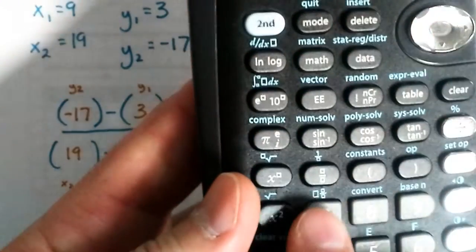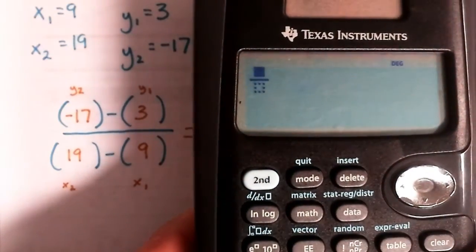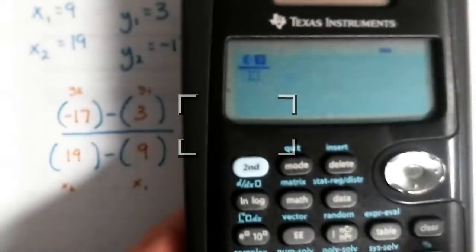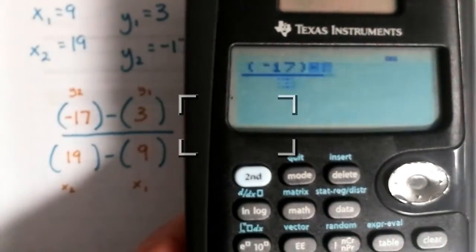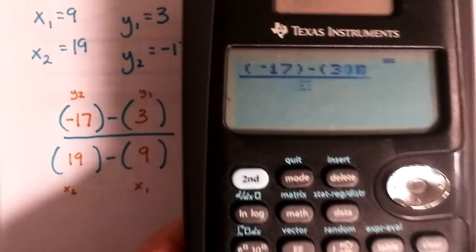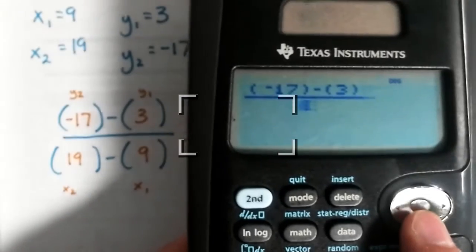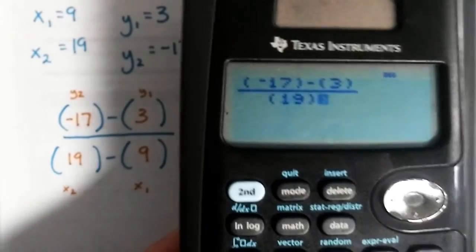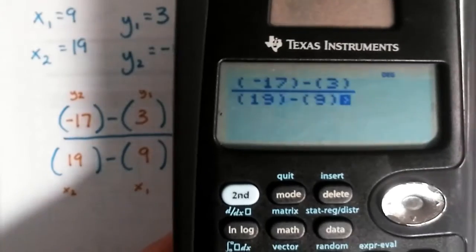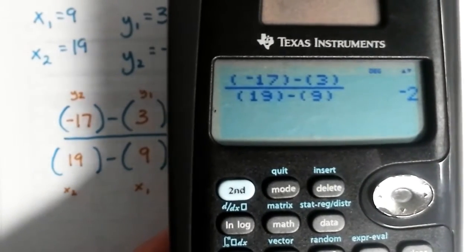All right, so I'm going to press the fraction button first. It's going to give me my fraction, and then I put it in exactly as it is. So parentheses, negative 17 minus parentheses 3. And then I go down to the bottom. Parentheses 19 minus parentheses 9. And hopefully your answer is negative 2.